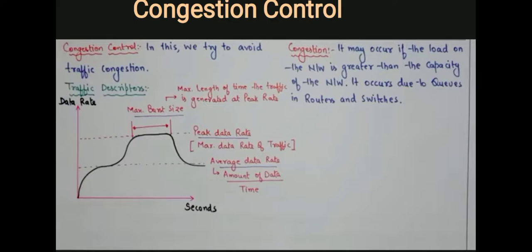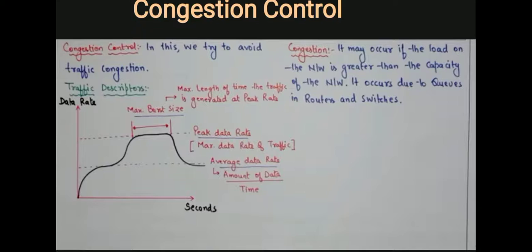Suppose the bandwidth is very low, but the number of packets transmitted from source to destination is increasing a lot. The allocated bandwidth is very low, but the distribution of packets is very high. So now what will happen? Network traffic is going to happen.